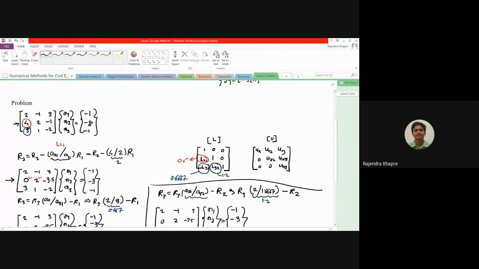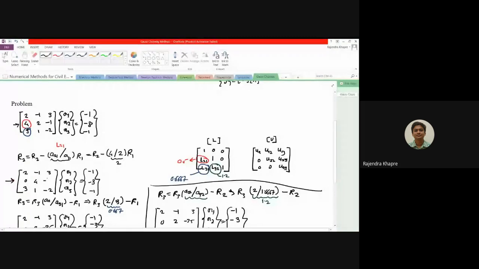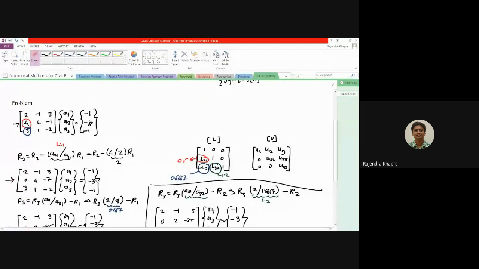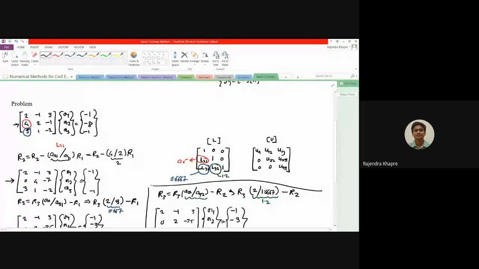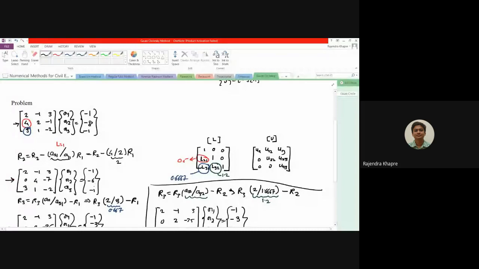Yes, sir. बताओ ना क्या है फिर? It's 0, 4, minus 7. Okay, this is coming out to be 0, 4, and minus 7. And how about this one? Minus 6.